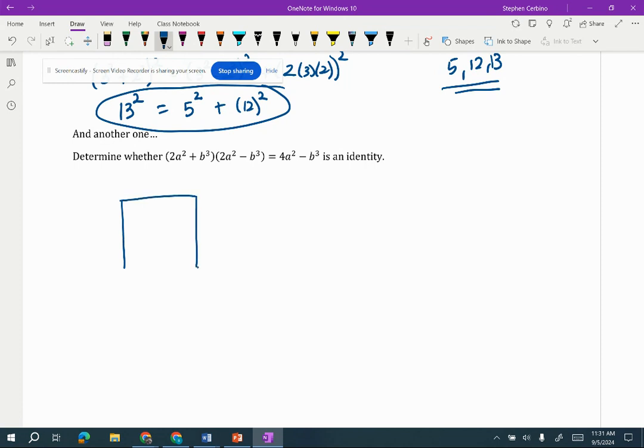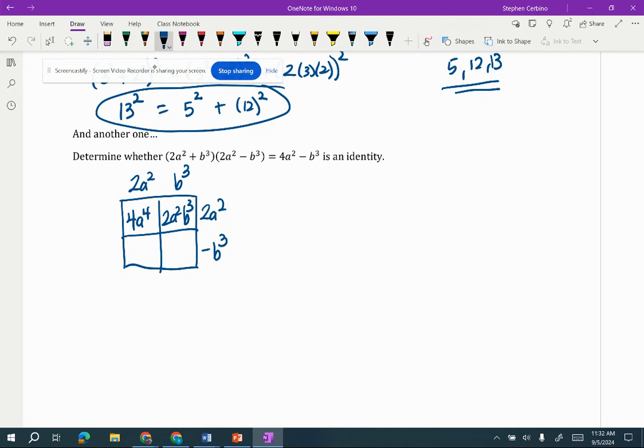So we have a binomial times a binomial. So we have 2a squared, we have b cubed, we have another 2a squared, and we have a negative b cubed. So this is going to come out to be 4a to the fourth. Already I'm not seeing things I like. We have a 2a squared b to the third. Remember, we like alphabetical order for the variables.